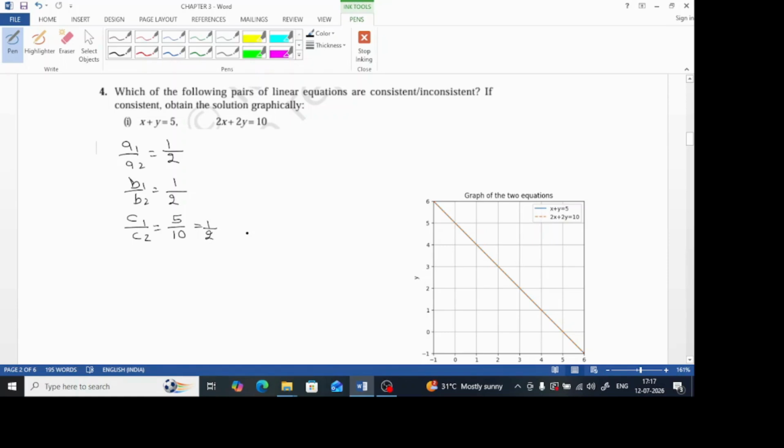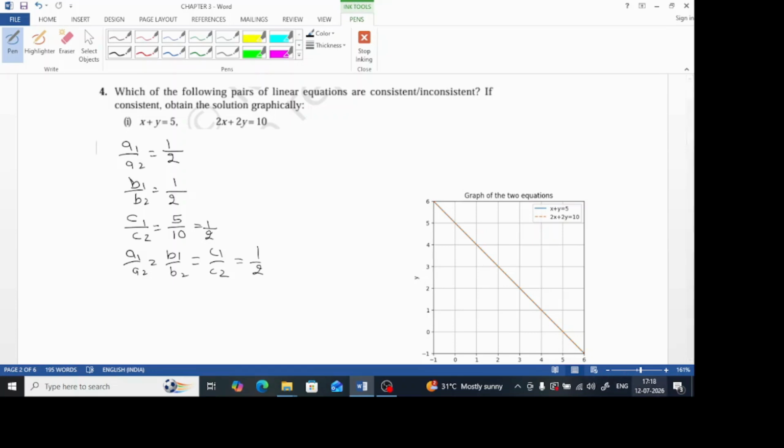Here we see A1 upon A2 is equal to B1 upon B2 is equal to C1 upon C2 is equal to 1 by 2. If A1 upon A2 is equal to B1 upon B2 is equal to C1 upon C2, in that case the system is representing coincident lines. The system is consistent, and we can see this in the graph also. Only one line is seen, it means the lines are overlapping.